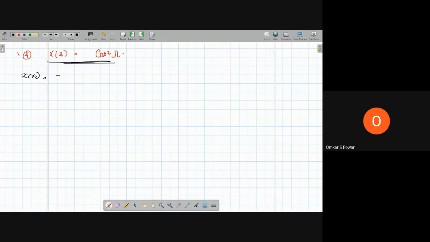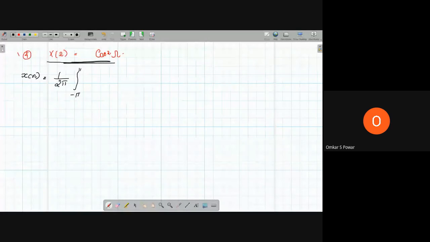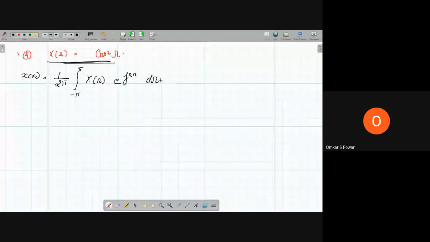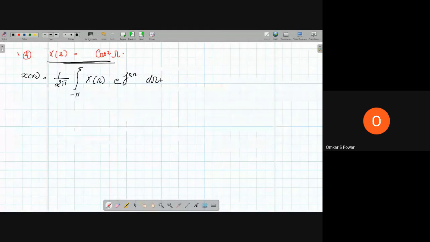x[n] is equal to 1 by 2 pi integral from minus pi to pi of X of omega e power j omega n d omega. So this is our normal formula, and using this formula we usually solve. What is X of omega here? Cos square omega. So 1 by 2 pi integral from minus pi to pi of cos square omega e power j omega n d omega.